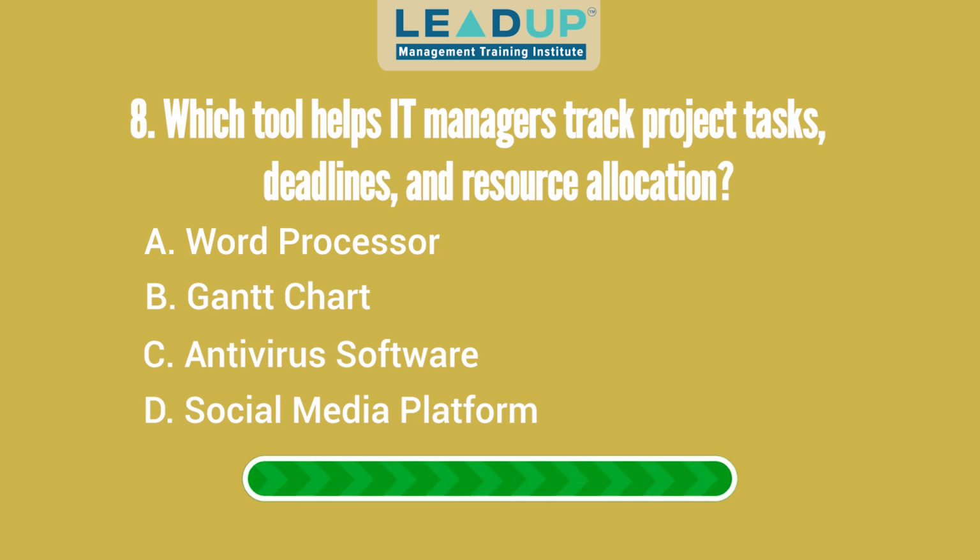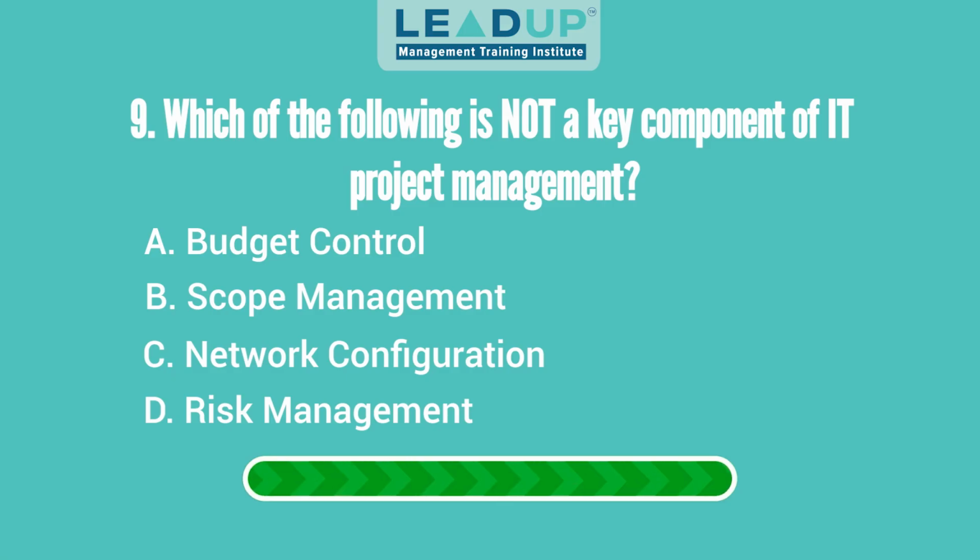Question 8. Which tool helps IT managers track project tasks, deadlines, and resource allocation? A. Word processor, B. Gantt chart, C. Antivirus software, and D. Social media platform. Answer: Gantt chart.